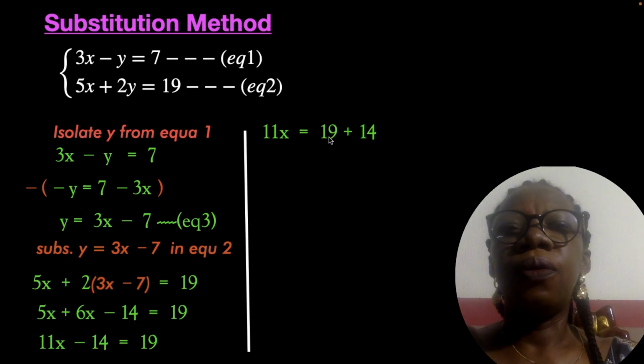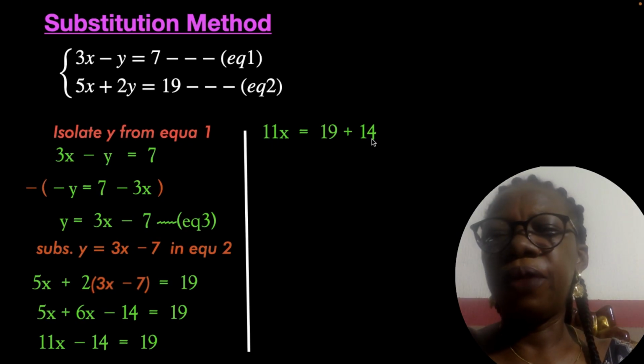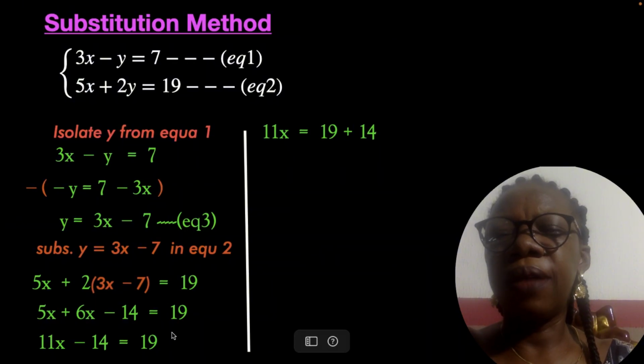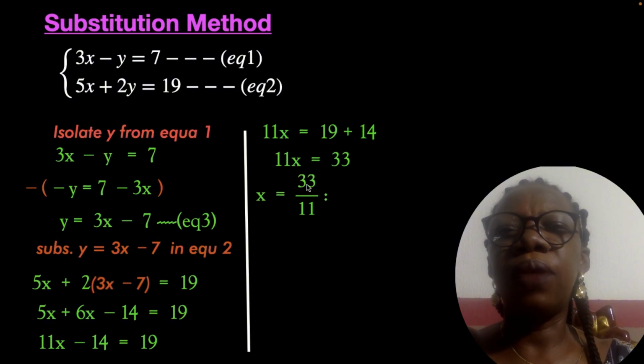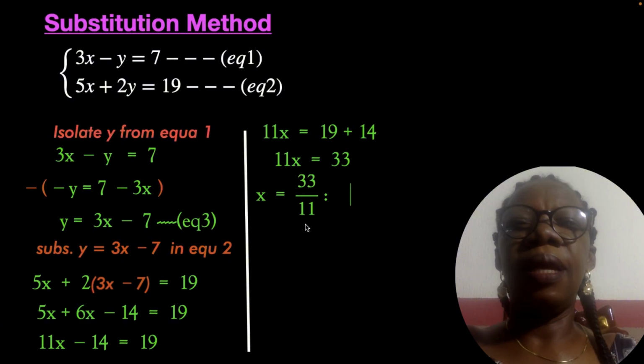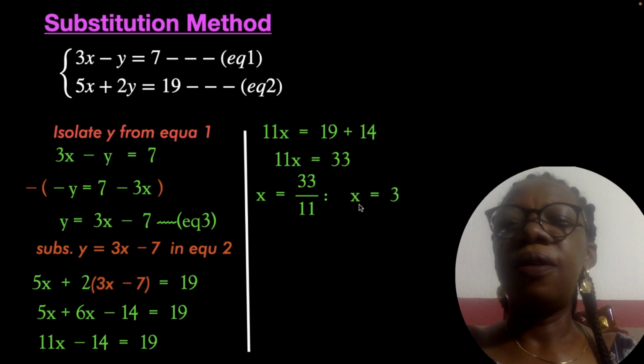11x is equal to 19 plus 14, that is transposing minus 14 to the right side. 19 plus 14 gives us 33. 11x is equal to 33. Divide both sides by 11. So we have that x is equal to 33 over 11. Therefore, x is equal to 3. Alright, so we have the value of x as 3.